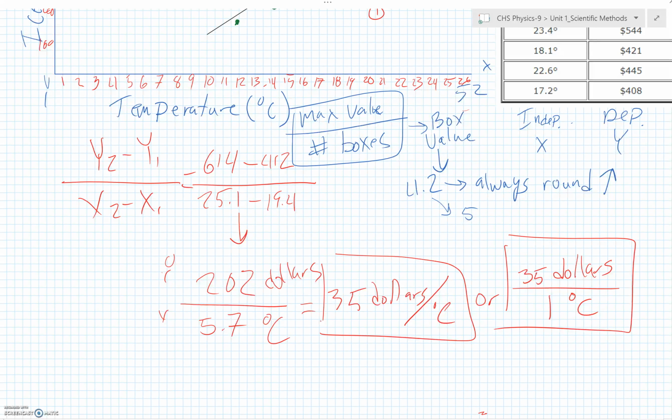The next video is going to talk about how to interpret our slope, which shouldn't be that hard of a skill to accomplish.